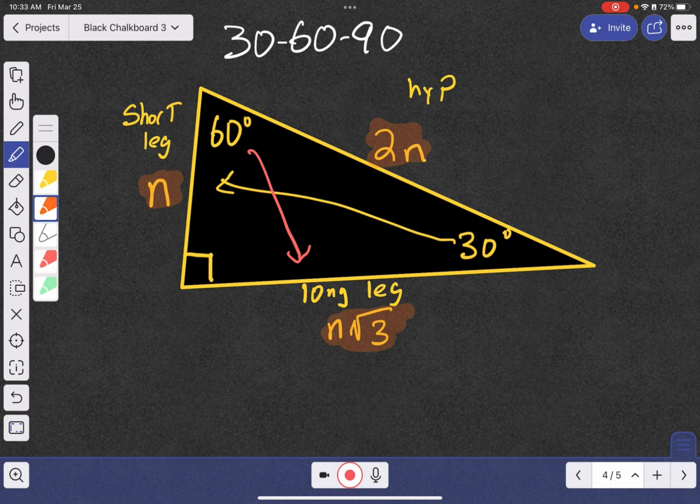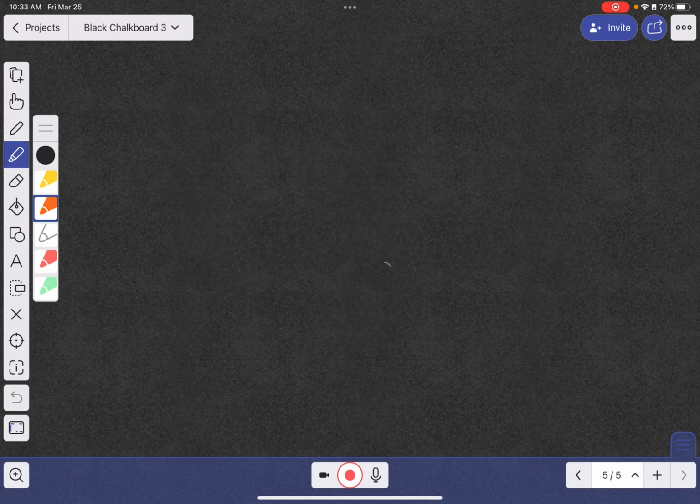I do this the exact same way. You're going to be given one of them. You have to find the other ones. Set the ratios up every single time. Put the equal sign in there. Figure out what your n value is. Again, we say n to 2n to n times the square root of 3. And the square root of 3 is less than 2. Okay? So let's look at a couple examples, 2 or 3 examples of this.